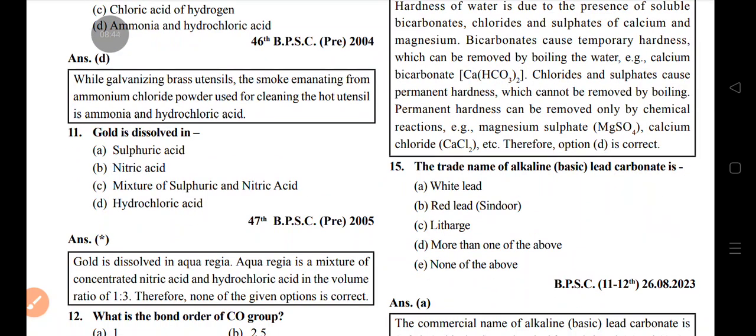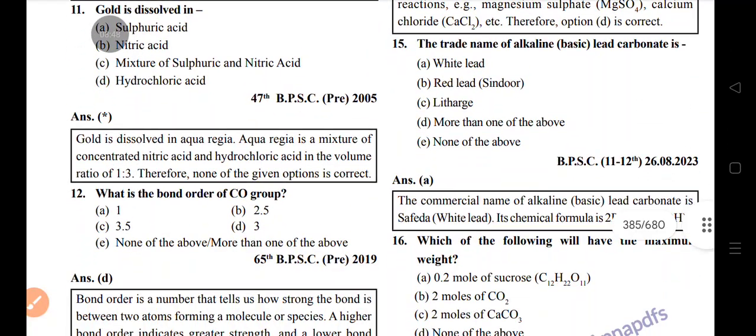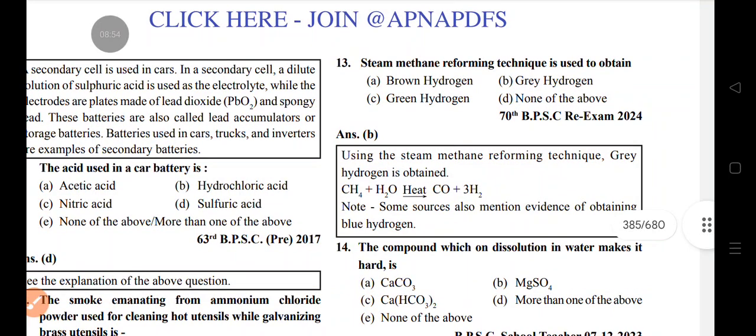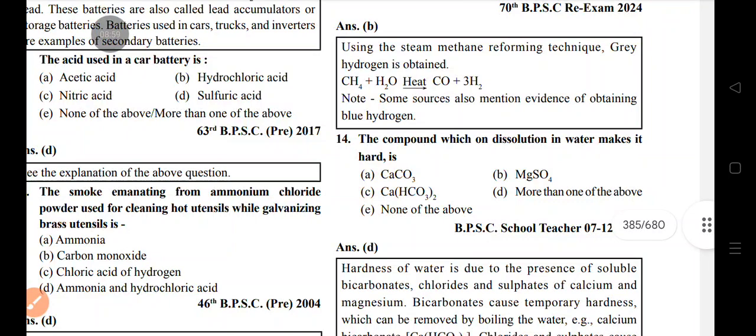Aqua regia is hydrochloric and nitric acid, nitric acid and hydrochloric acid in a 1:3 ratio. Bond order of CO3. Steam methane reforming technique is used to obtain gray hydrogen.